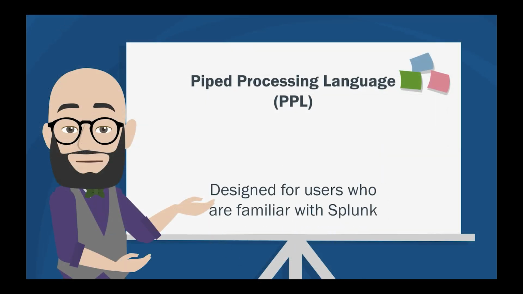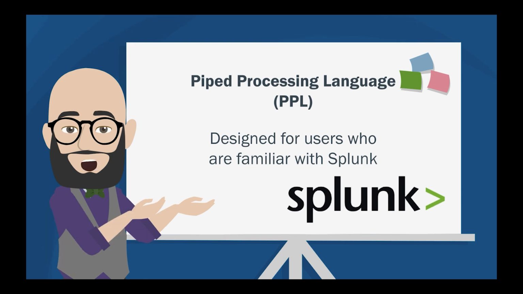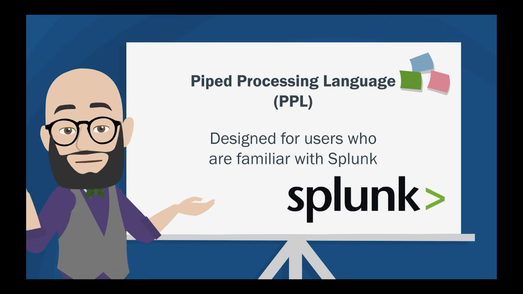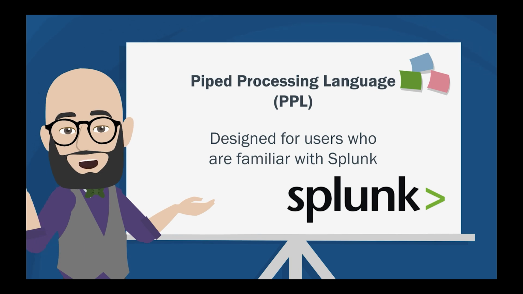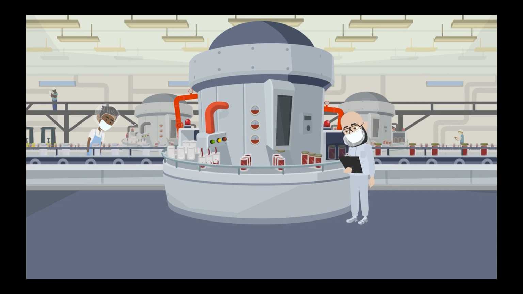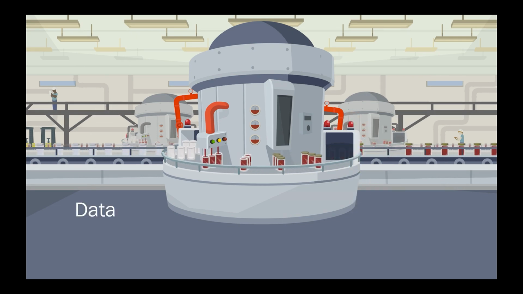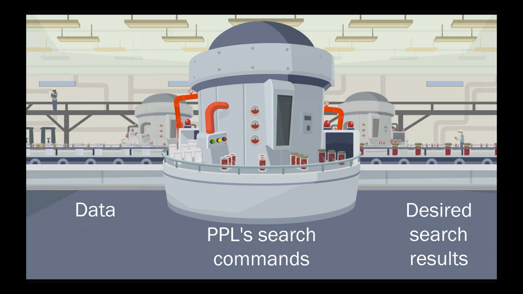PPL is designed for users who are familiar with Splunk. Splunk is another tool for handling large amounts of data and has a specific language that uses piping to manipulate and filter search results. To illustrate search pipelines, imagine a food processor. You put items in one end, and they come out processed on the other end. Similarly, as query results go through PPL search commands, they are grouped and formatted to create the desired outcome.